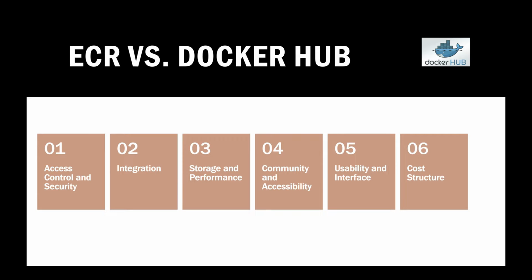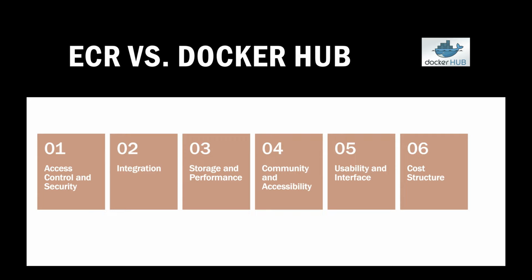Now, the next point on which we can discuss the differences between ECR and Docker Hub is cost structure. ECR is built within the AWS ecosystem, and its pricing is integrated with other AWS services, following the pay as you go model for storage and data transfer. So basically, it costs you money when you are trying to create private repositories, and it is based on the pay as you go model. Whereas Docker Hub offers free and paid tiers both for individual and enterprise or team use, and it has different pricing structures based on private repository needs.